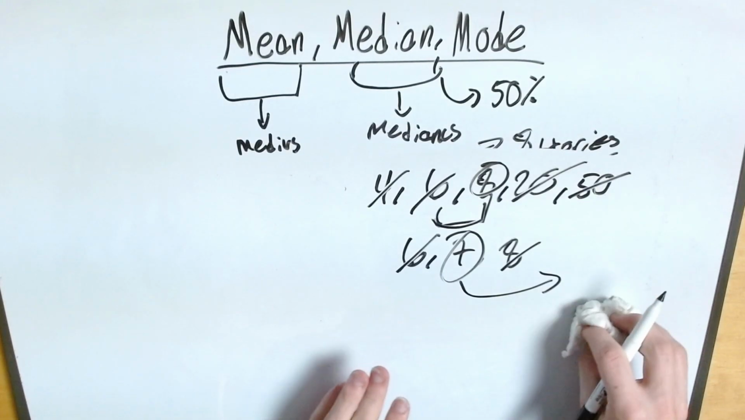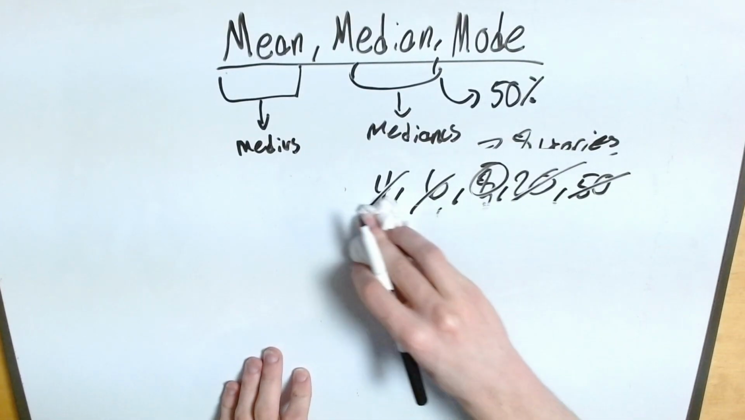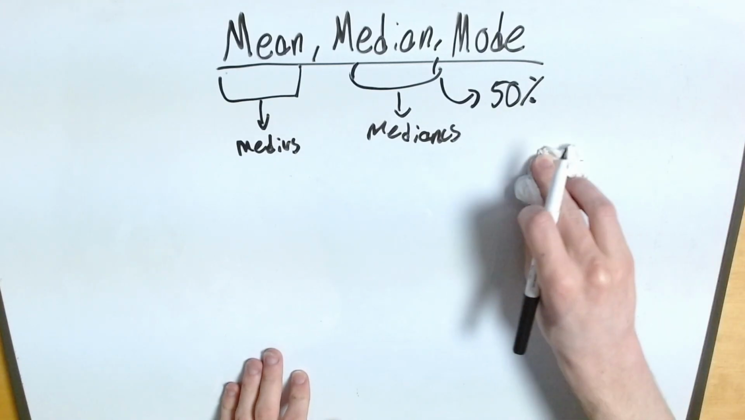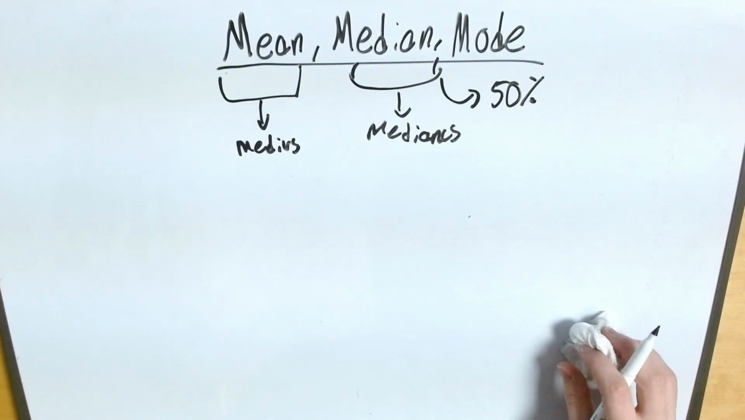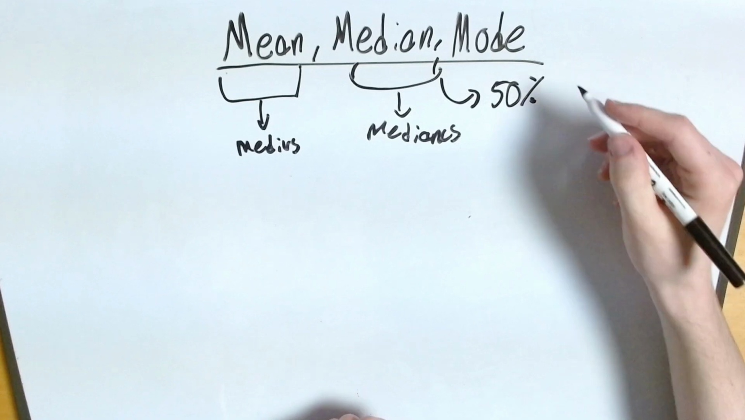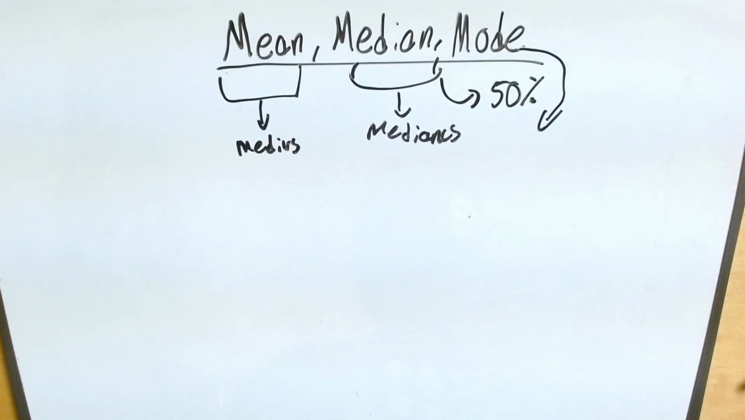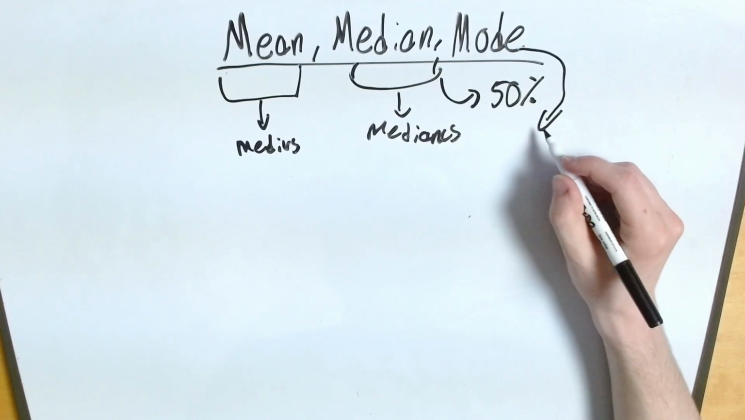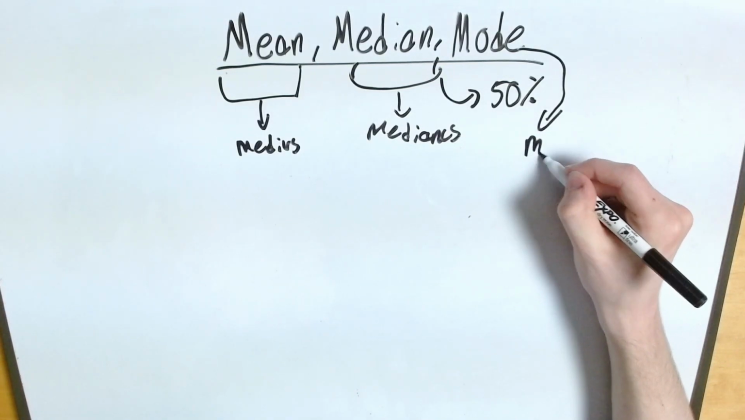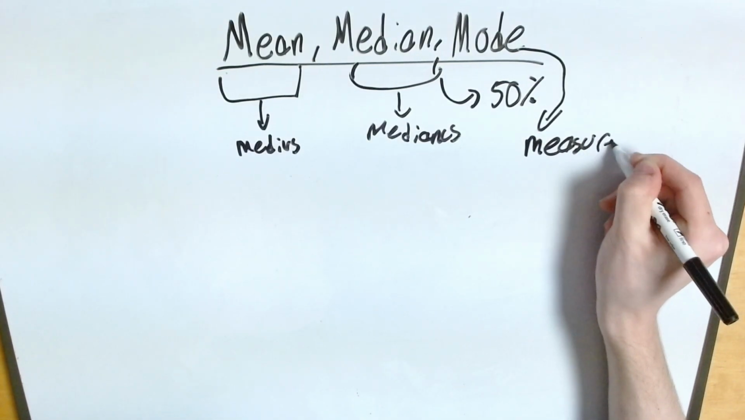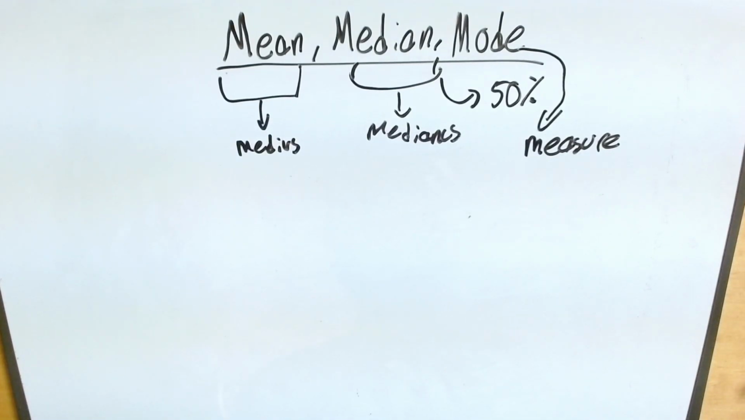So sometimes it's easier, sometimes it's harder, but in any case, it's easier and in many cases more accurate than using the mean. And now that leaves us with the mode. And the mode, he's a pretty popular guy. And like all the other words, he comes from Latin. But in this case, he means measure.